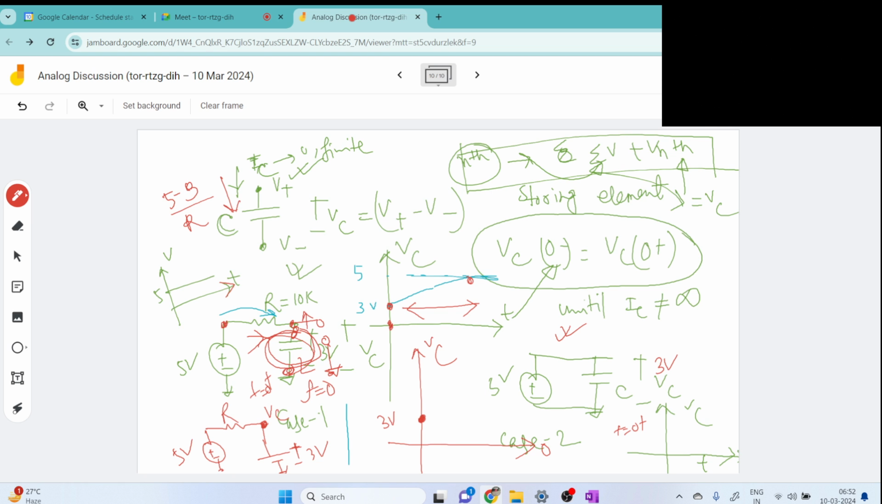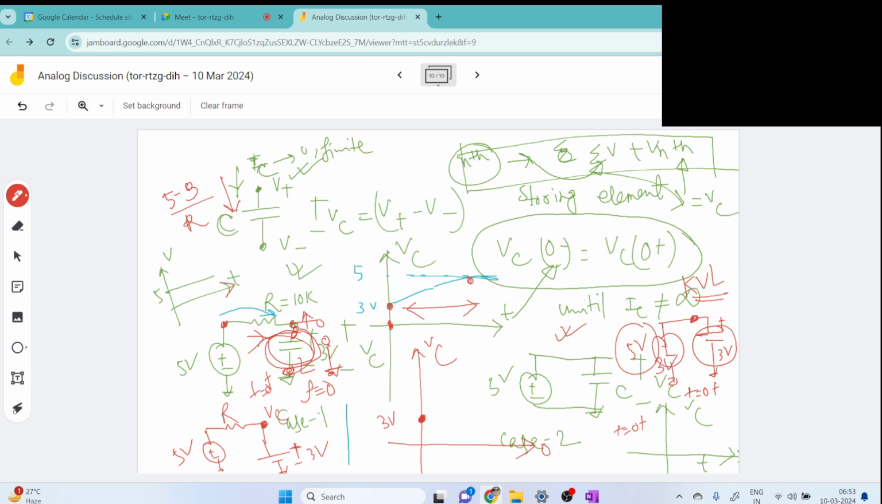Here, in this case, there is no resistive path, so it will look like this. This is our 3 volt, and this is our 5 volt. Now at this node there are two potentials, 5 volt and 3 volt, at t equals 0 plus. So is KVL satisfied or not? Actually KVL is violated here.